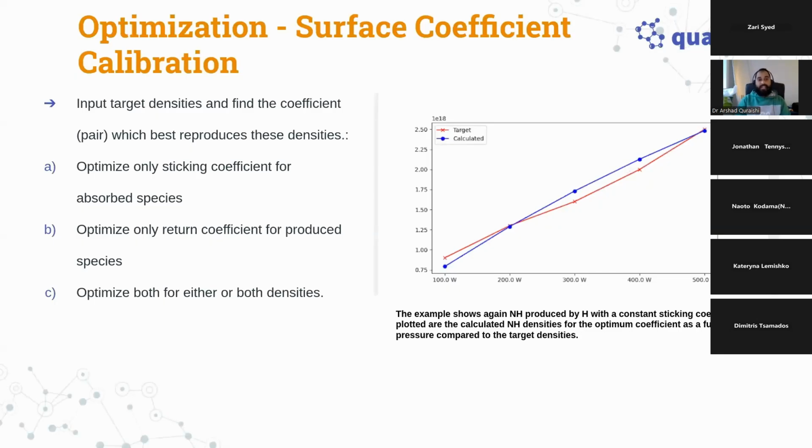The third optimization technique is called surface coefficient calibration. So using the QDB app, the user can fix the input target density and find the coefficient pair which best reproduces these densities. The red line over here shows the target density, while the blue line shows the calculated NH density at the optimum coefficient. So this was for NH produced by H at the surface. The user can optimize only the return coefficient, or the user can optimize both the parameters.